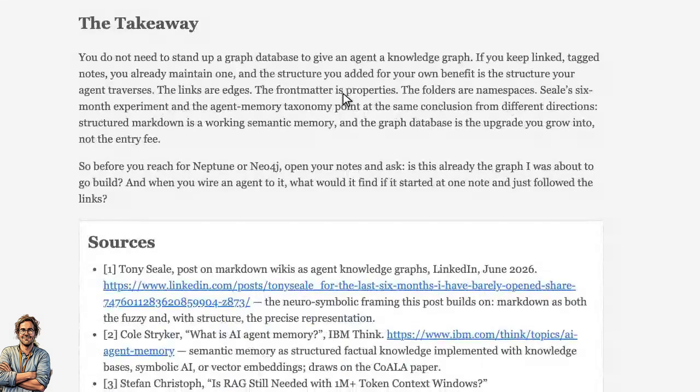The takeaway, you do not need to stand up a graph database to give an agent a knowledge graph. If you keep linked, tagged notes, you already maintain one, and the structure you added for your own benefit is the structure your agent traverses. So before you reach for Neptune or a graph store, open your notes and ask, is this already the graph I was about to go build?